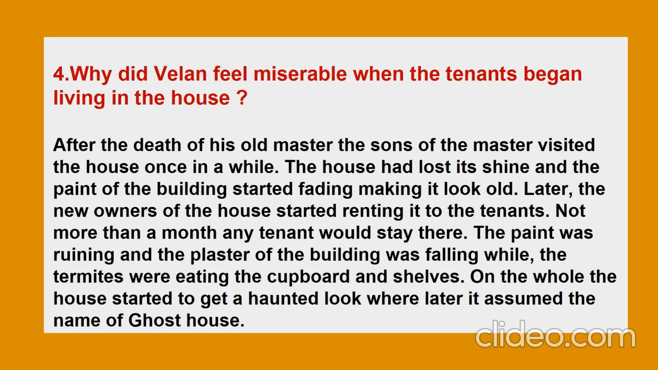Why did Velen feel miserable when the tenants began living in the house? After the death of his old master, the sons of the master visited the house once in a while. The house had lost its shine, and the paint of the building started fading, making it look older. Later, the new owners of the house started renting it to tenants. Not more than a month would any tenant stay there. The paint was ruining, and the plaster of the building was falling while the termites were eating the cupboards and the shelves. On the whole, the house started to get a haunted look, and later it assumed the name of the ghost house.